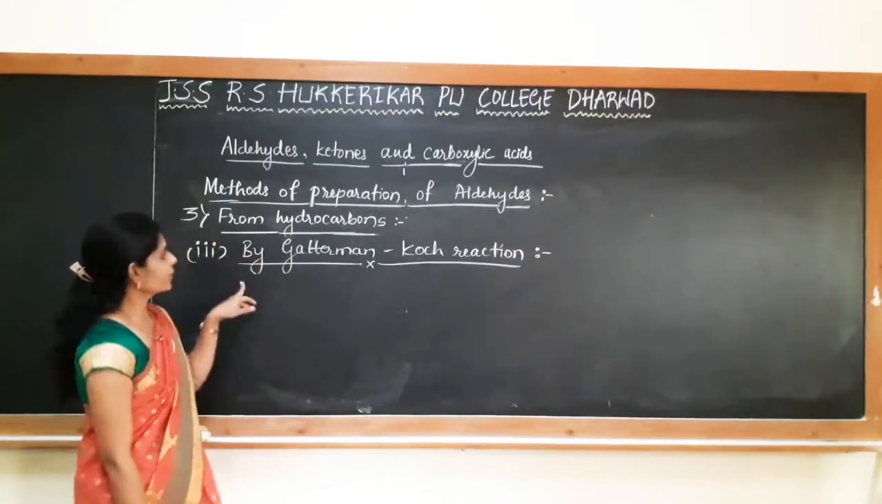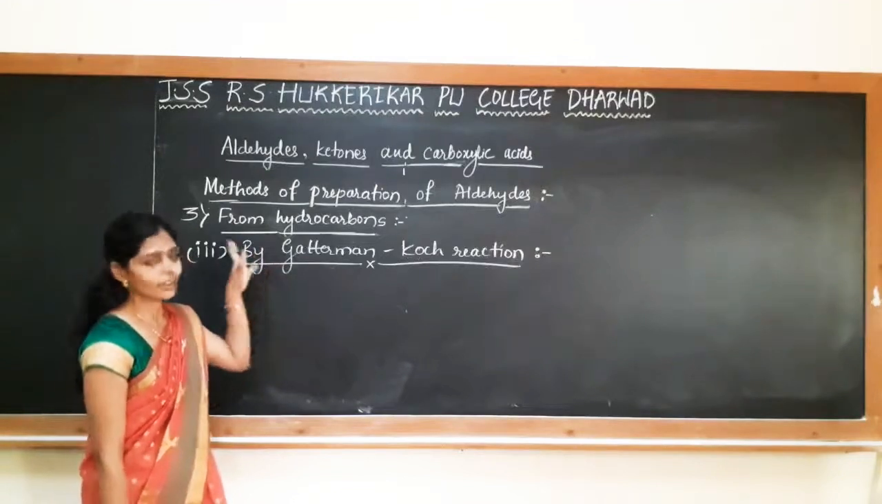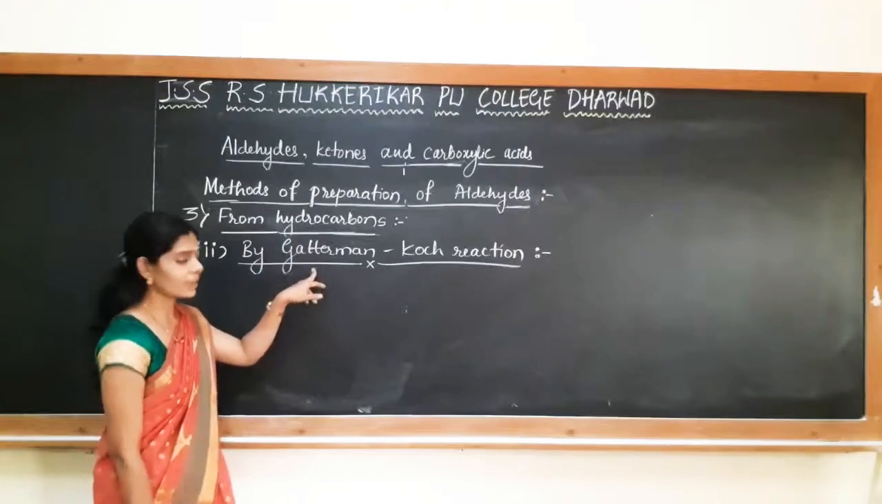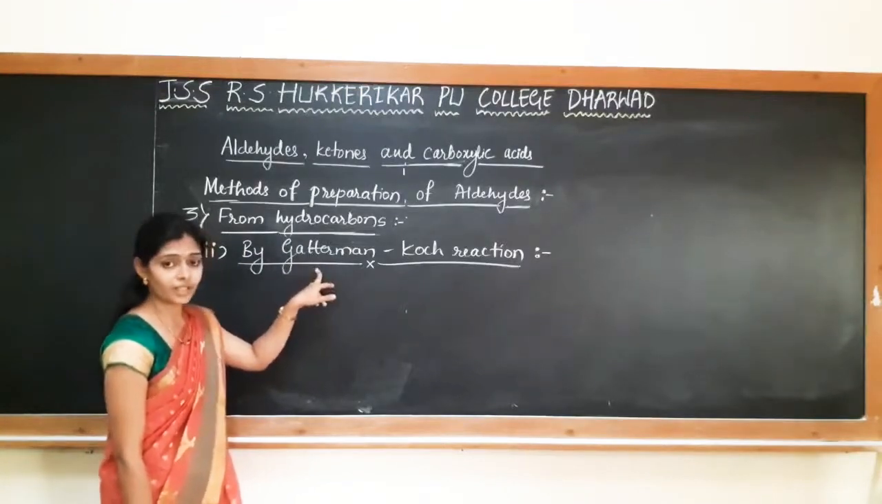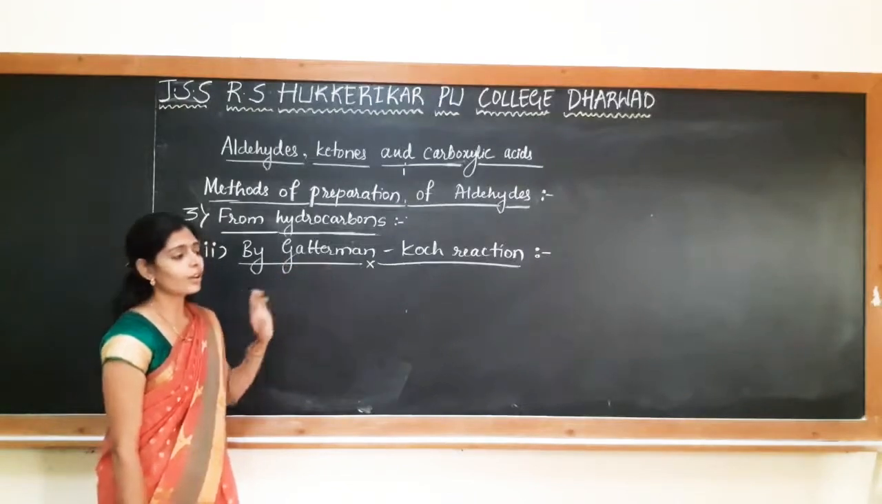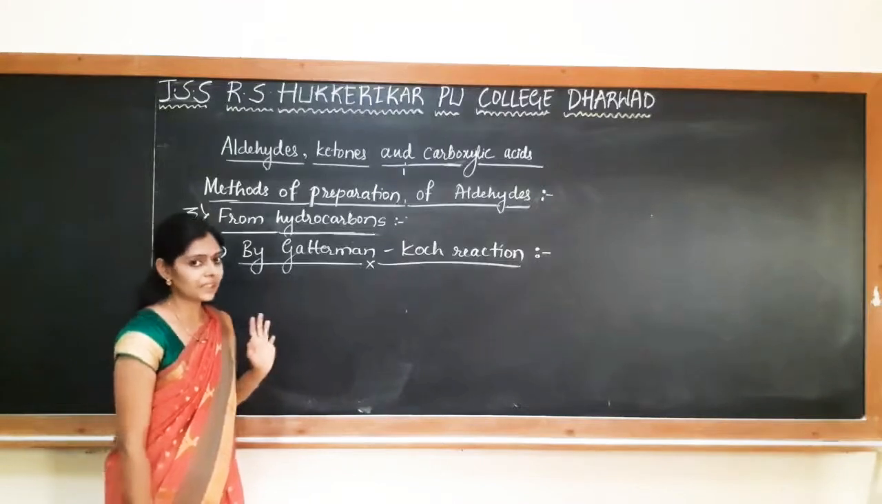The next method of preparation of benzaldehyde from aromatic hydrocarbon is by the Gattermann-Koch reaction. This is very important. Again, a named reaction, very important for the examination. For 2 marks, they can ask directly or they can put a question mark in the reaction and we have to complete the reaction. Okay.